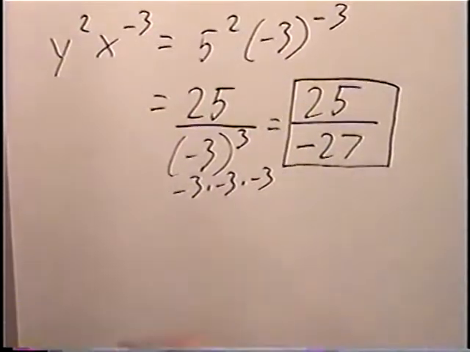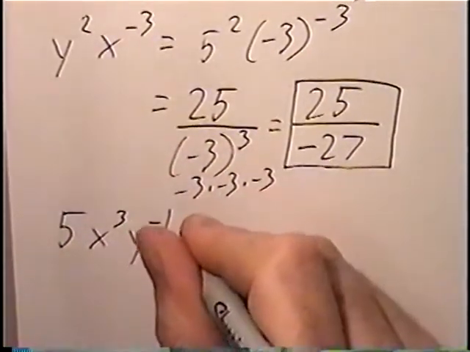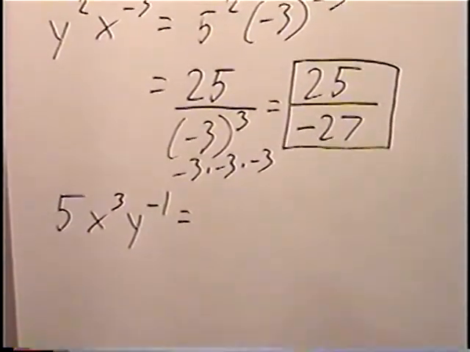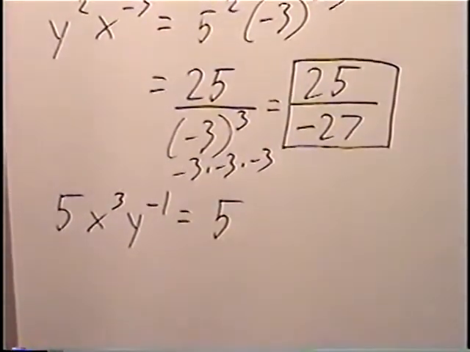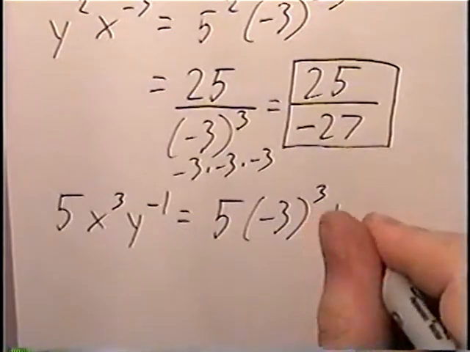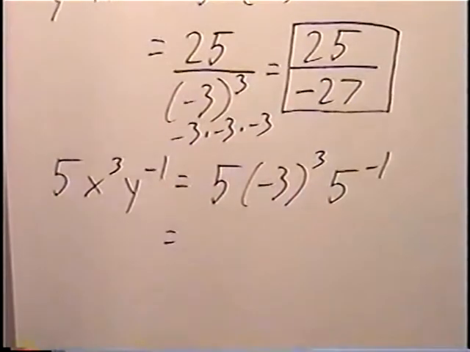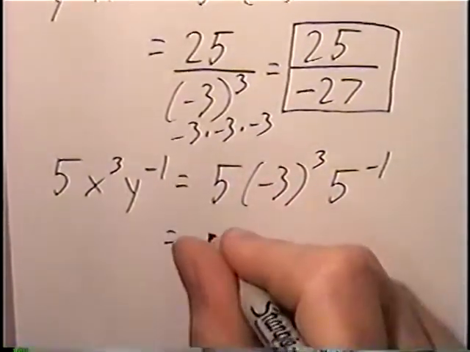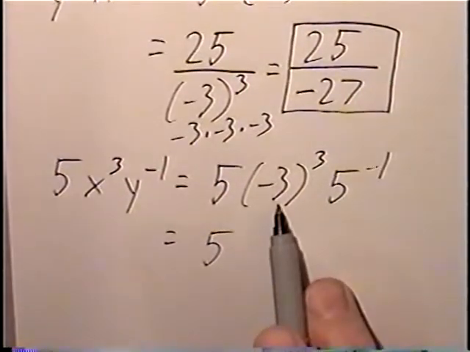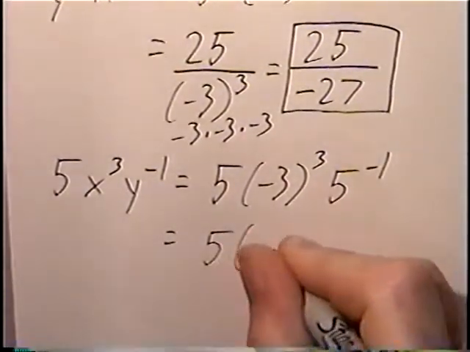And last question for the section. 5, x to the third power, y to the -1 power. And again, using the same values as before, we can rewrite the question. 5, x is -3 to the third power, and y is 5 to the -1 power. Simplifying from here, the first 5 does not have an exponent, so it stays the same. The next number, -3 to the third power, we can multiply that out. -3 times itself 3 times would be -27.